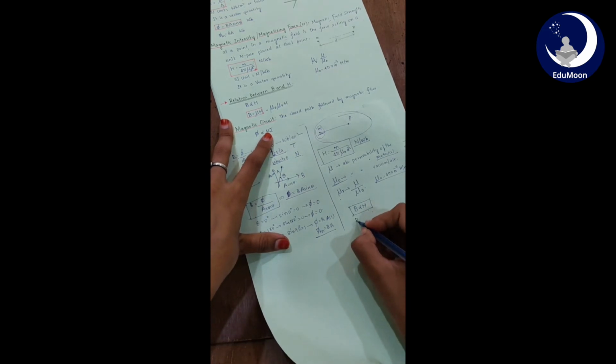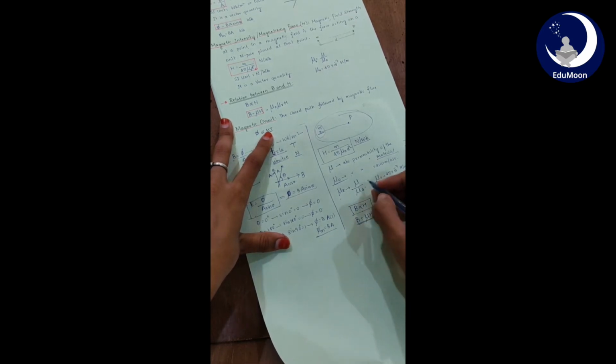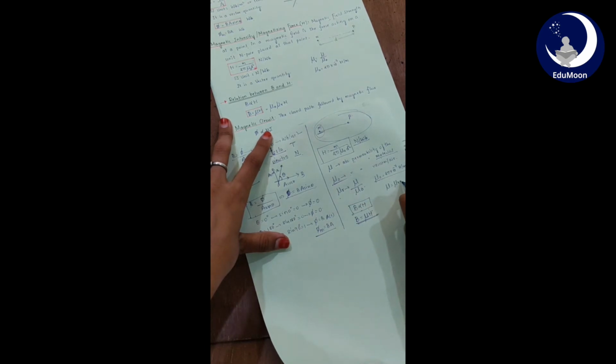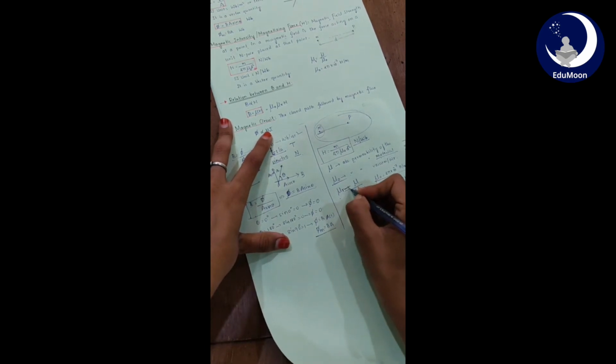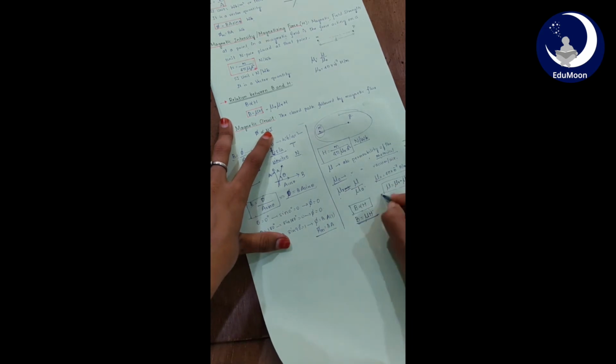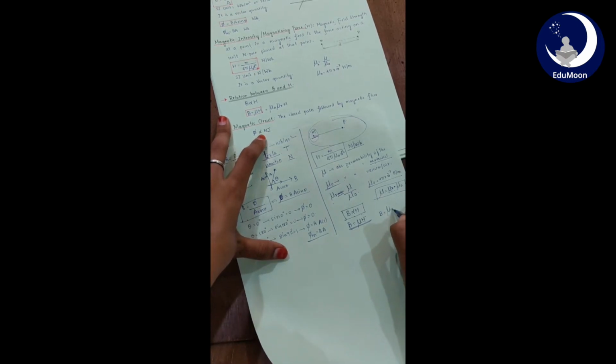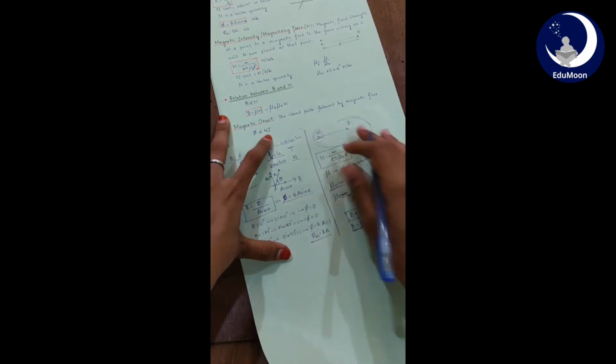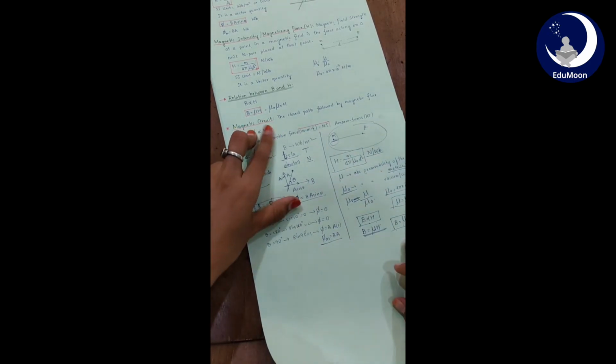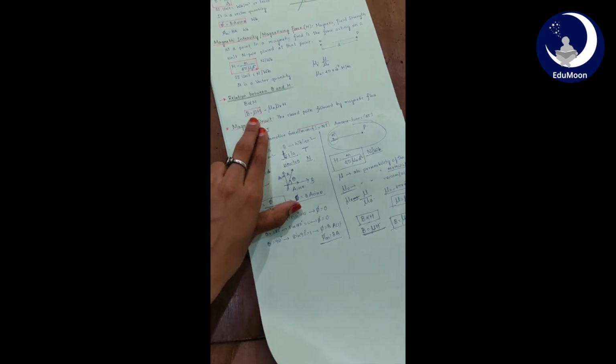But okay, now B equals mu H. Mu is absolute permeability of the material, and then mu can be written as mu equals mu R into mu naught. So when we substitute this one here, it is B equals mu R mu naught H. Okay, so the relation between B and H is B equals mu H.